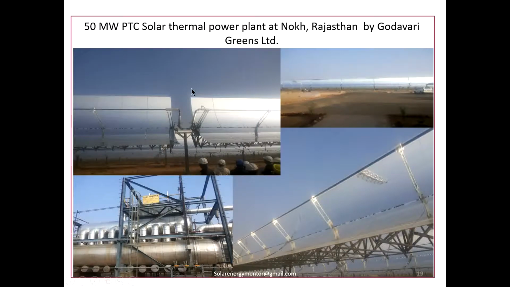So these are again snapshots of a 50 megawatt parabolic trough concentrator solar thermal power plant. So parabolic trough concentrators are used for power generation applications. You can see the parabolic profile here and the receiver here. Again, a very light structure.